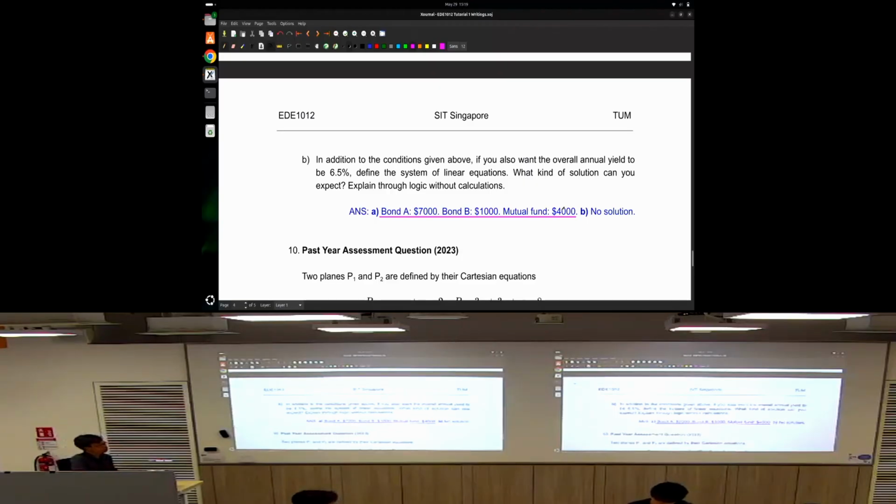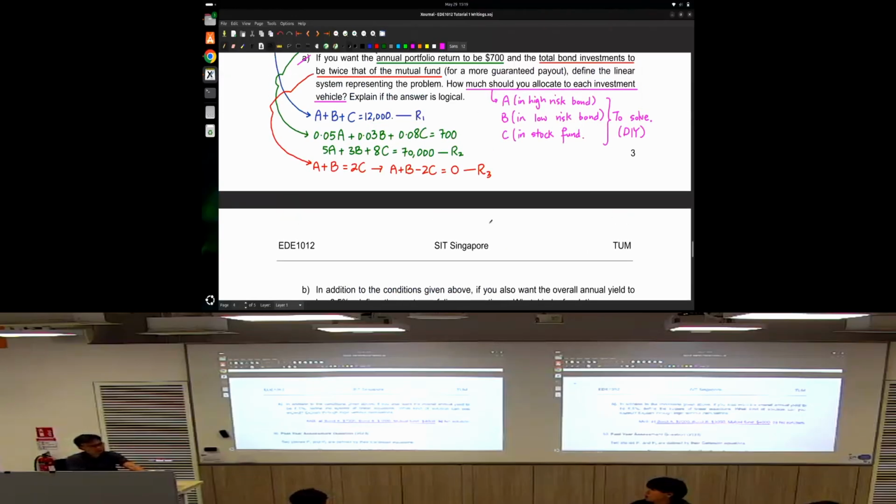Okay, it fits all the criteria because you can easily substitute the A, B, C into each of the equations and see that they will qualify. Meaning to say they will equate. A plus B plus C equals 12,000. A plus B minus 2C equals 0. And you can also check row 2 will be satisfied. So that one mathematically you can check easily.